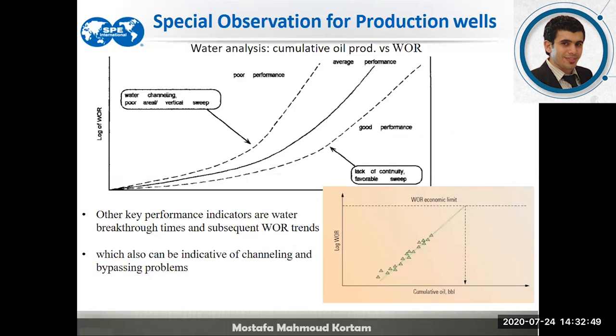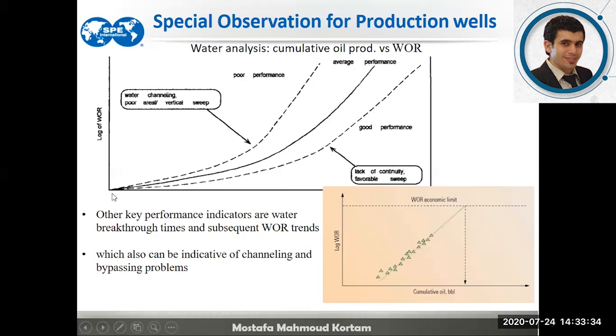Another kind of plot or surveillance tool, and most of them are basic and readily available tools. Because water cut is one of the daily operational records that is acquired and reported on a daily basis, there are no problems getting the water cut and the water oil ratio as well. So this is not a complicated way. You can just plot the log of water oil ratio versus the cumulative oil.